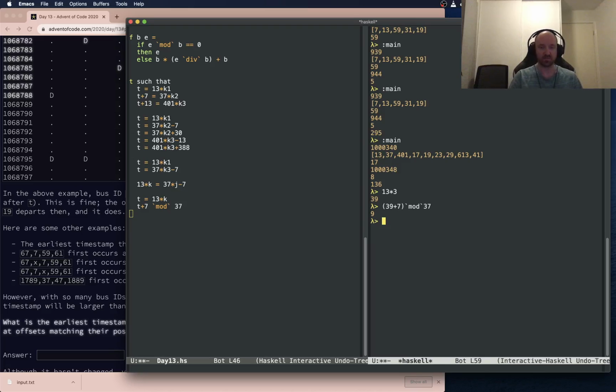Because if you look at all the numbers where this is going to be satisfied, let's look at all the t's such that t plus 7. I'm just going to see what happens if I just try to satisfy the first two buses. So t has to be drawn from multiples of 13. So t equals 13 times k, and let's check that t plus 7 mod 37 is 0.